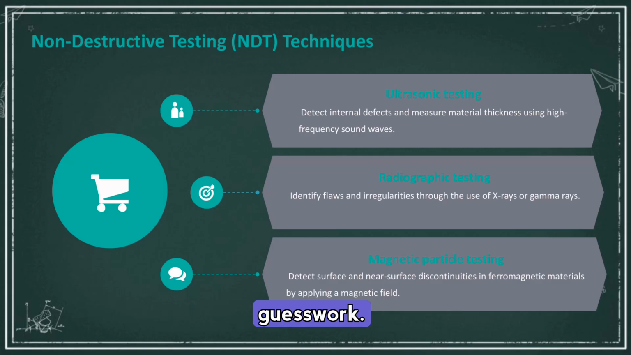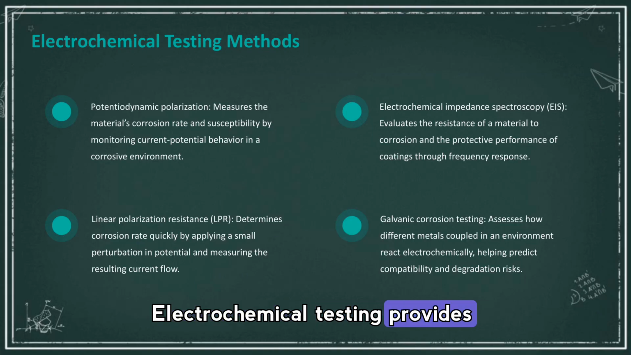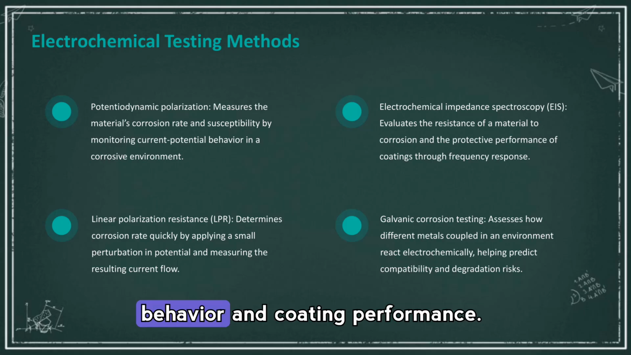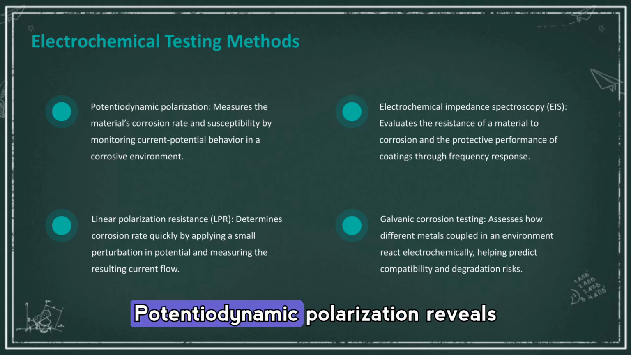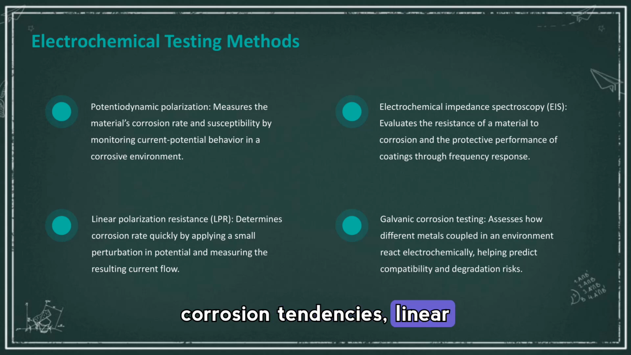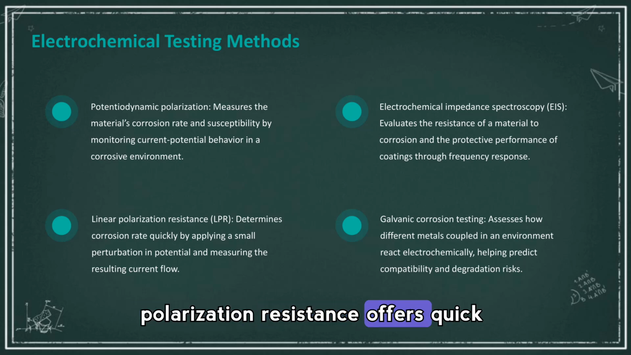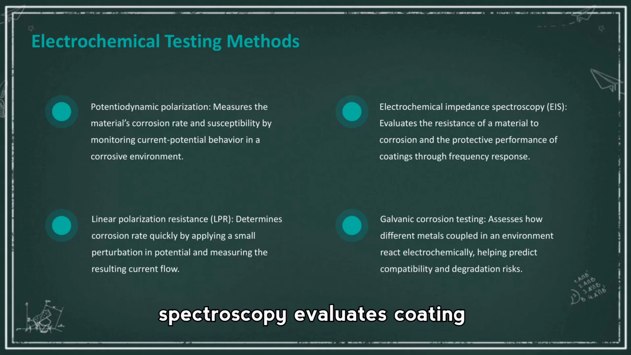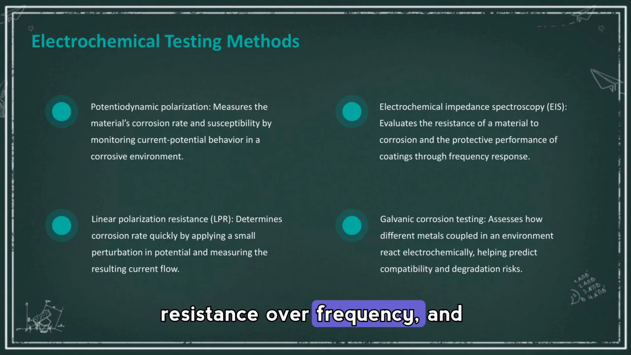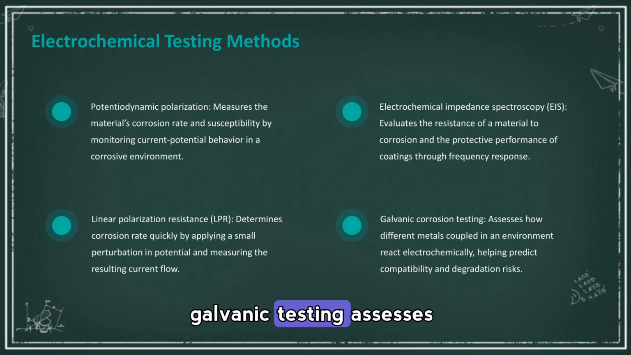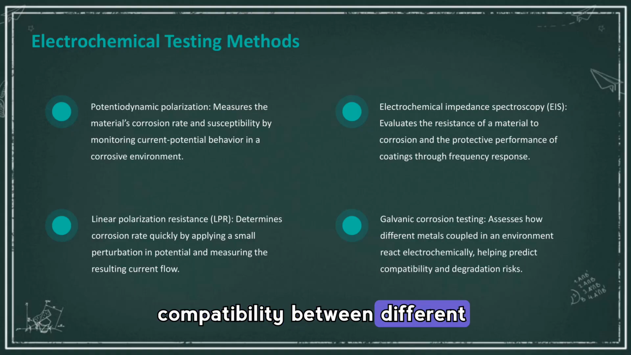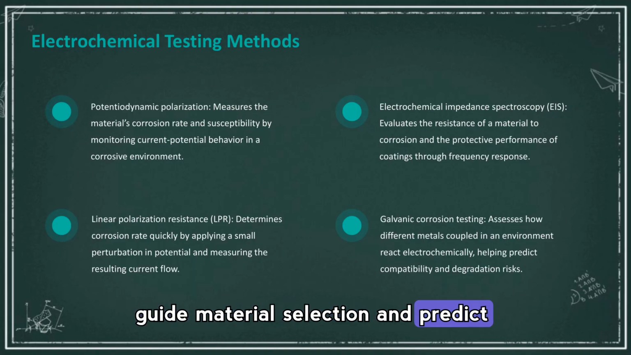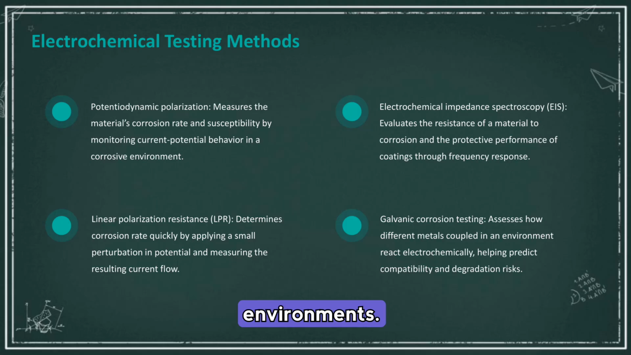evidence rather than guesswork. Electrochemical testing provides quantitative measures of corrosion behavior and coating performance. Potentiodynamic polarization reveals corrosion tendencies. Linear polarization resistance offers quick corrosion rate estimates. Electrochemical impedance spectroscopy evaluates coating resistance over frequency, and galvanic testing assesses compatibility between different metals. Together, these methods guide material selection and predict degradation risks in specific environments.